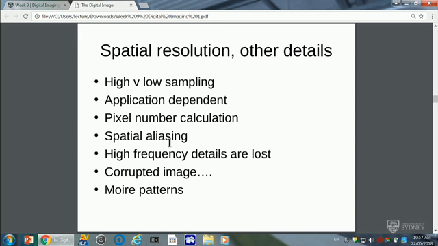Spatial aliasing now. If you don't sample enough, you have problems. If you sample too much, you have problems in terms of storage and costs and transmission. If you sample too little, you lose information, because instead of capturing all that change as it's going across here, one big pixel is just going to give you one value. You're going to lose lots of information. But it's worse than that. It's not just about losing information and losing high-frequency details, you actually corrupt the information with moire patterns.